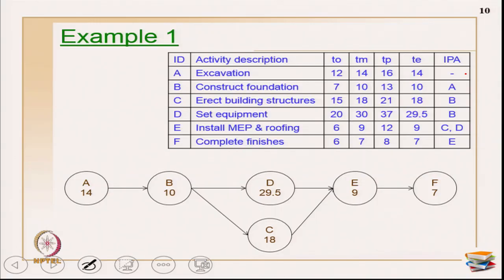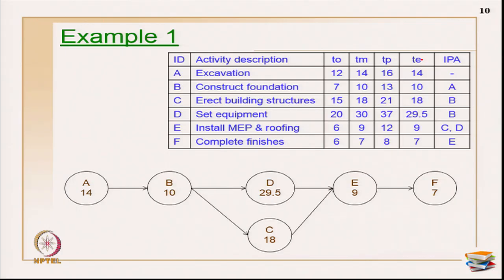Now, this is a simple example I have taken. There are 6 activities in this example: excavation, construct foundation, erect building structure, set equipment, install MEP and roofing, and complete the finishes. The 3 time estimates for all the activities are given here as TO, TM and TP, and I have also calculated the TE.